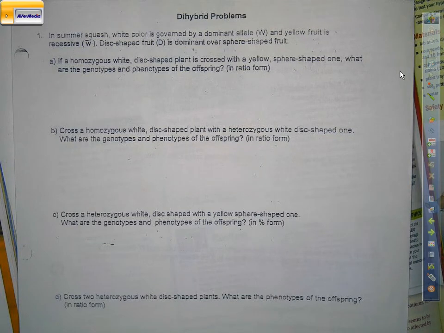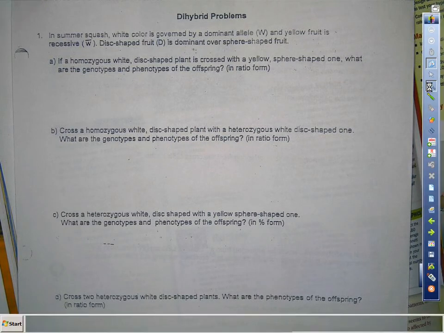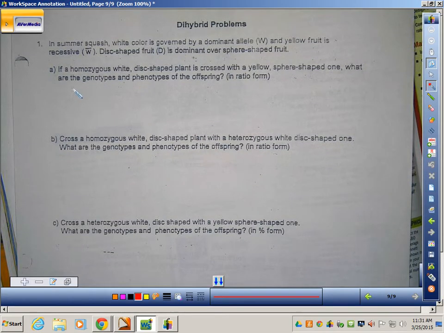16. Okay. The first one, not so much, though. First one says white homozygous disc shape. Well, that's easy, right? Both parents are going to be homozygous. I have to tell you homozygous because it's the dominant phenotype. So there's the first parent for those two traits. Step one, set up a cross. And then the next one is yellow sphered. Is yellow and sphered both the recessive trait? Yeah, so they're homozygous recessive.